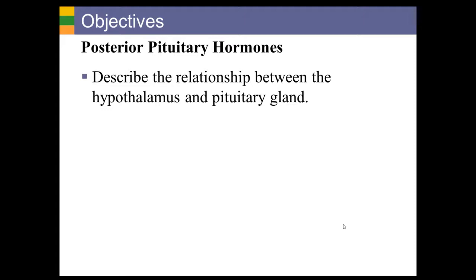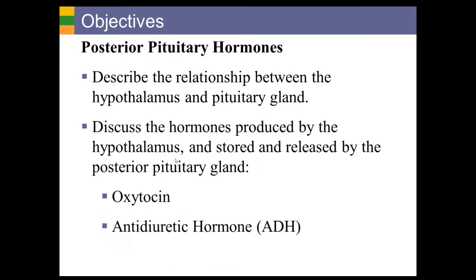Okay. So here are our learning objectives. First, we're going to describe the relationship between the hypothalamus and the pituitary gland. And then we're going to discuss the hormones produced by the hypothalamus that are stored and released by the posterior pituitary gland. And those are oxytocin and antidiuretic hormone, also called ADH.